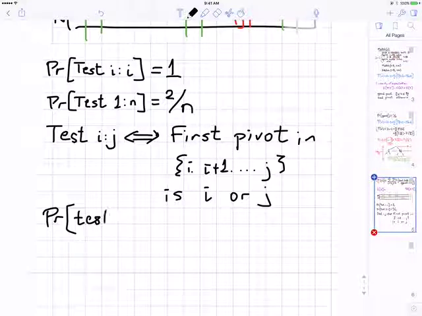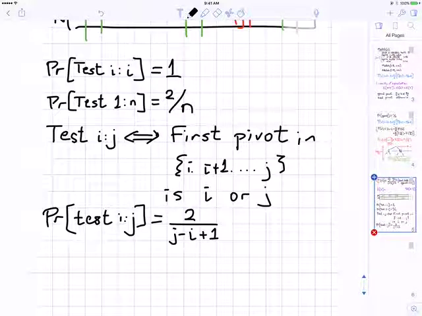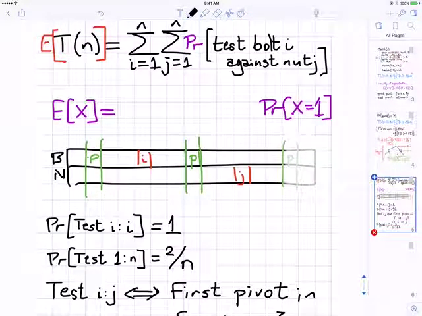So, what is the probability then of testing bolt I against bolt J or vice versa? This is 2 over J minus I plus 1. And just to be on the safe side, because I implicitly assumed I was less than J when we went through this, really I need to put absolute values here. Okay? Now let me go back up to the top. I have a sum over all I, sum over all J of that.